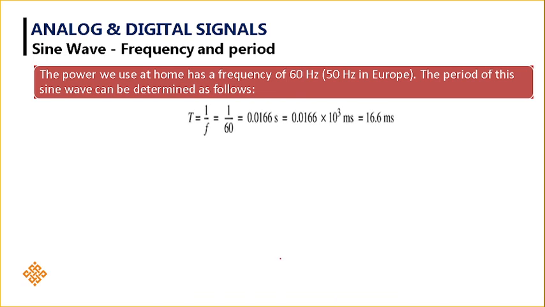So here is a small problem. The power we use at home has a frequency of 60 hertz. Normally in Europe it is 50 hertz. It is asking to find the period. As we already said, period is nothing but time, which is 1 by f, the reciprocal of the frequency, and the given frequency is 60 hertz. So I am writing 1 by 60, which is nothing but 0.0166 seconds. Converting to milliseconds by multiplying by 10 power 3, it is 16.6 milliseconds.